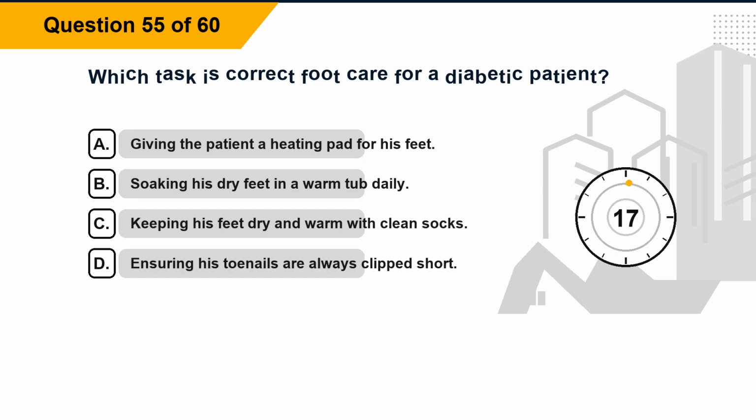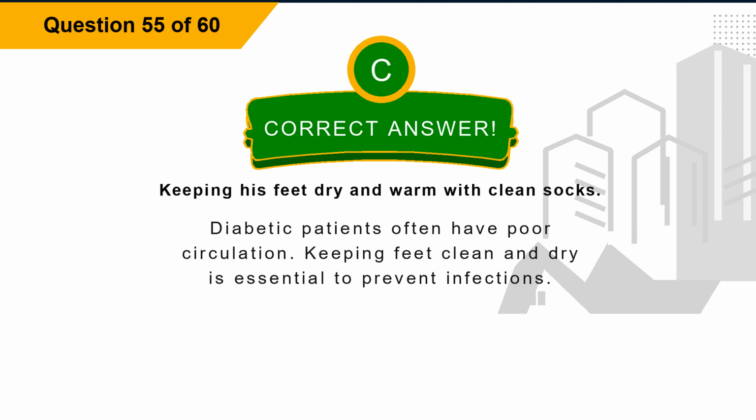Question 55. Which task is correct foot care for a diabetic patient? Option A, giving the patient a heating pad for his feet. Option B, soaking his dry feet in a warm tub daily. Option C, keeping his feet dry and warm with clean socks. Option D, ensuring his toenails are always clipped short. The correct answer is option C, keeping his feet dry and warm with clean socks. Explanation: diabetic patients often have poor circulation. Keeping feet clean and dry is essential to prevent infections.